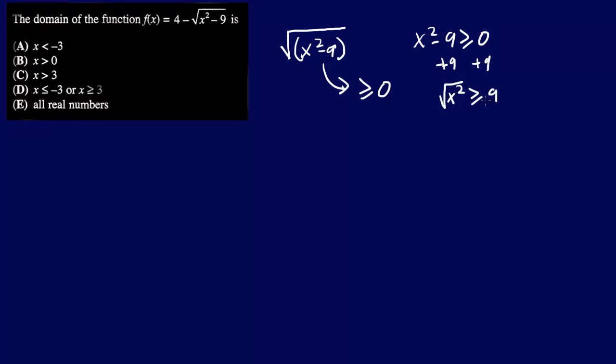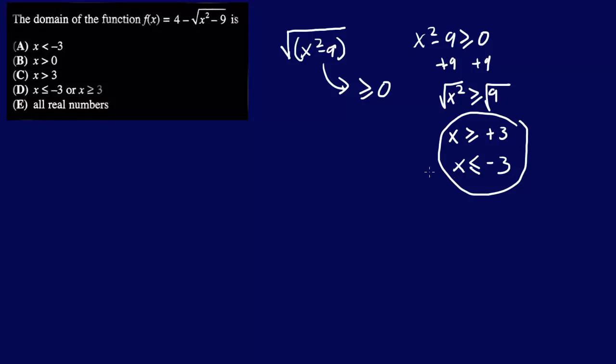Now if I take the square root of both sides, I get x is greater than or equal to, well, this is going to be plus or minus 3. So it's going to be positive 3. But then since we also get a negative, we have to flip the sign, because whenever you get a negative, you have to flip the sign. And that's x is less than or equal to negative 3. So your answer ends up becoming D, because we have our two conditions: x is greater than or equal to 3, or x is less than or equal to negative 3.